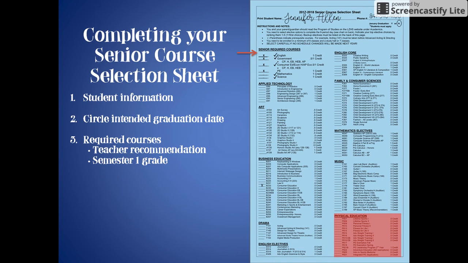Next, you'll want to make sure that you choose 2 PE classes, 1 for each semester. If a PE class has a 1 after it, it's fall. If it's a 2, that means it's spring. If you are a senior on a varsity sport, you may be exempt from that semester of PE. Check with your counselor to make sure you're eligible.